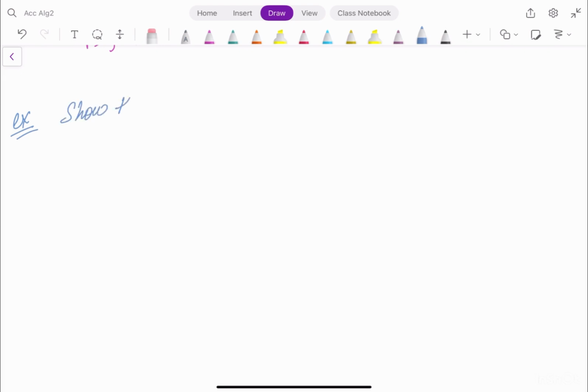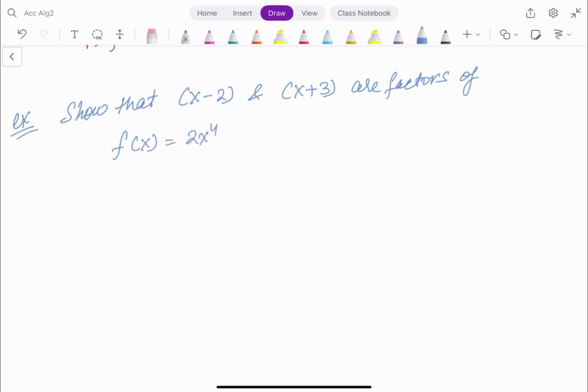Now let's take another example for the factor theorem. Show that x minus 2 and x plus 3. So they have given you two factors in this case, and they want you to prove that these two are factors of the given function. And also, you need to find if there are any other factors of the function as well.